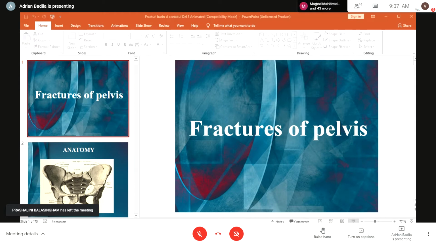You're welcome. So, a few things about the anatomy of the pelvis. We have a number of bones here. In the back, we have the sacrum with the sacral wings.